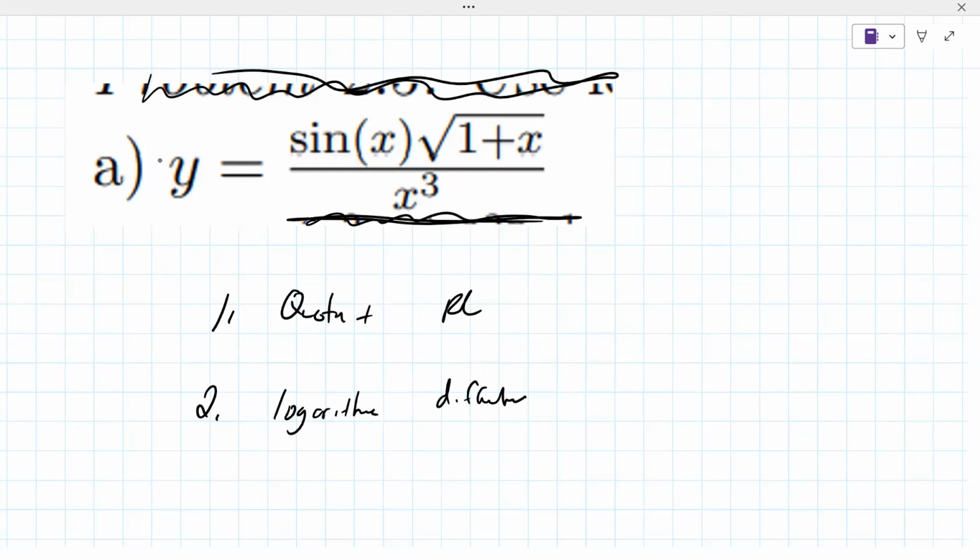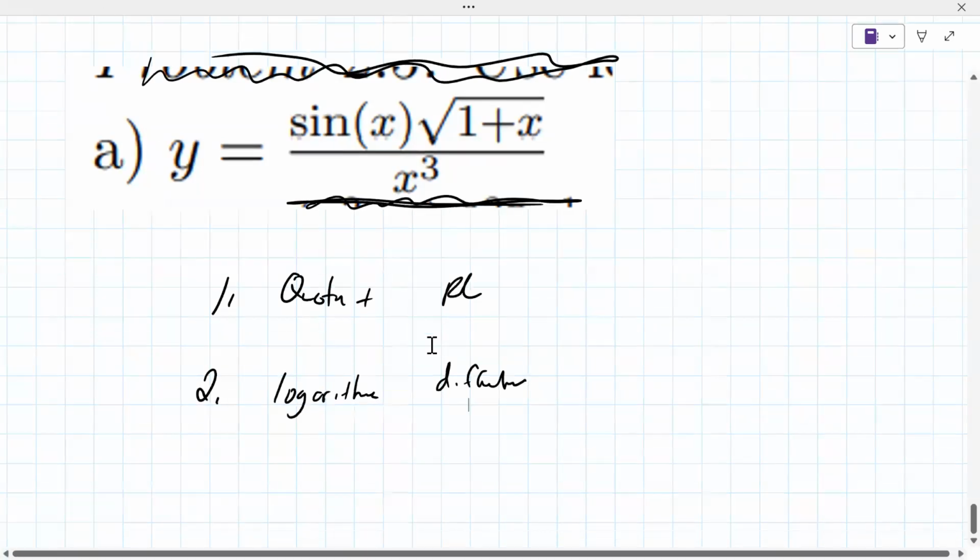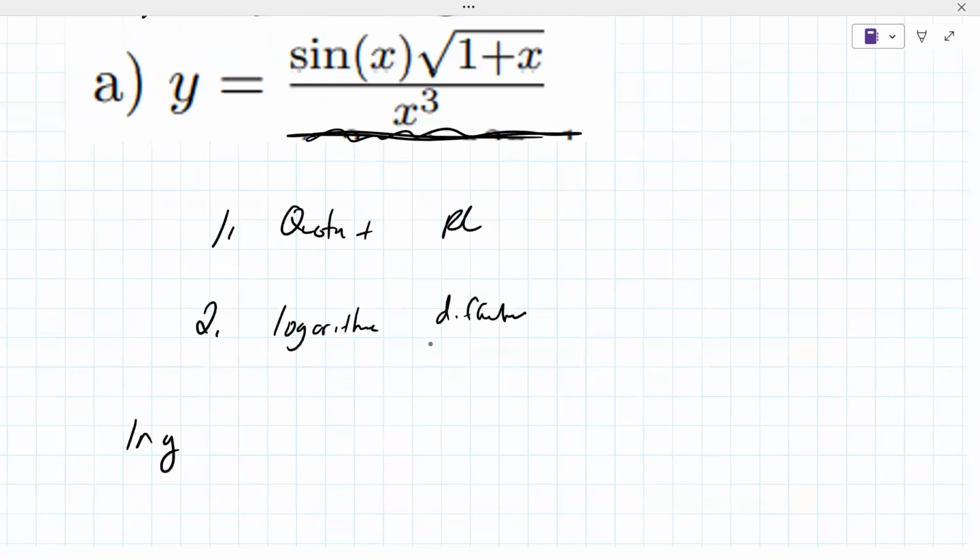Yeah, that was the whole point of this: the first step is just to figure out how to rewrite this thing so that you can do it. If you take the natural log of both sides, things on the top are positive, so it's the natural log of sine x plus 1/2 natural log of 1 plus x minus 3 natural log of x. Take a look at that, see if there's anything there that you don't like.